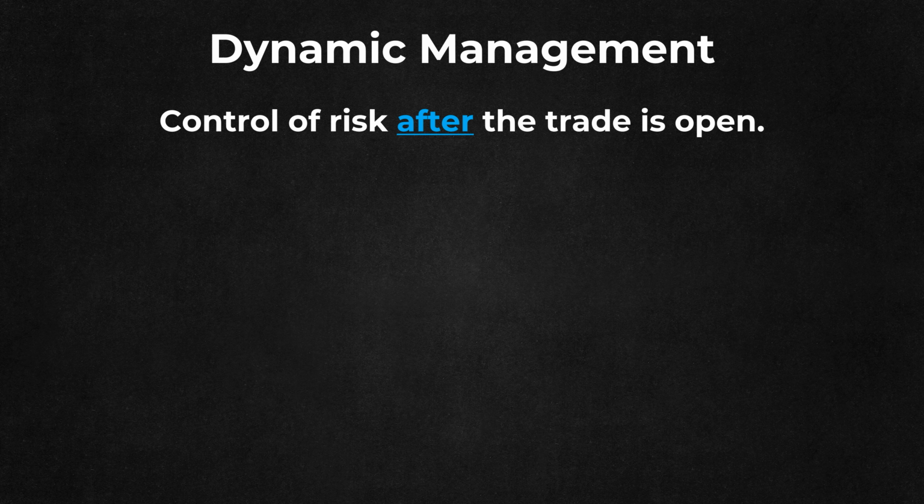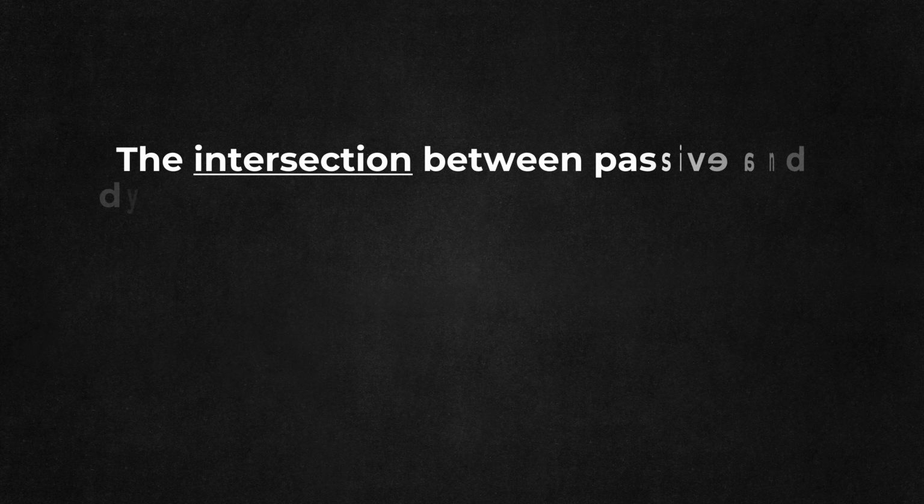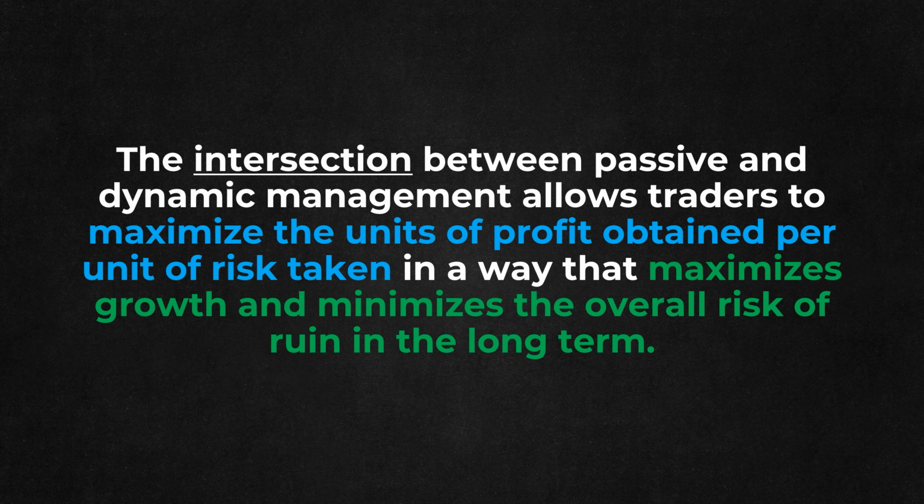Dynamic management is the control of risk after the trade is open, so the minimization of risk through trailing stops and/or scaling out, maximization of profit with dynamic targets and/or scaling in, risk transformation to maximize positional exposure, and management of realized profits. In summary, the intersection between passive and dynamic management allows traders to maximize the units of profit obtained per unit of risk taken in a way that maximizes growth and minimizes the overall risk of ruin in the long term. Let's talk first about passive management.